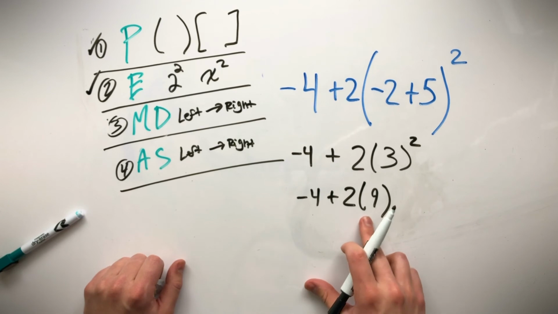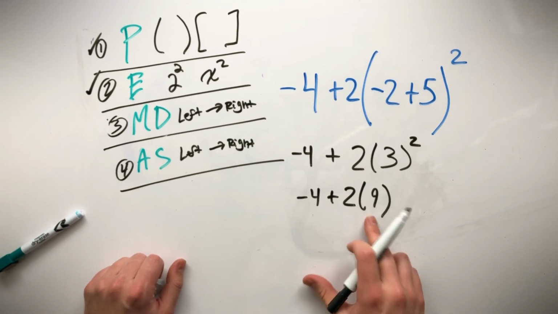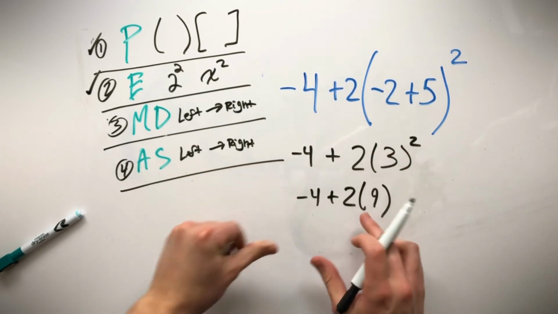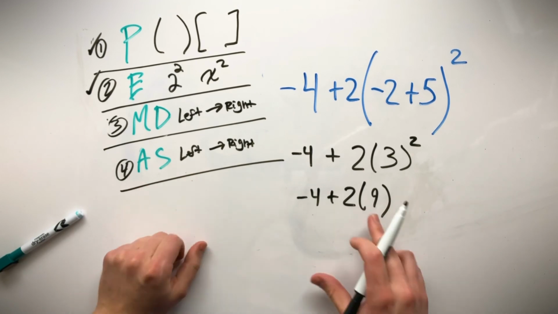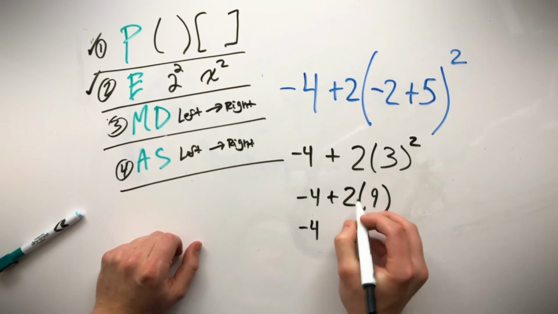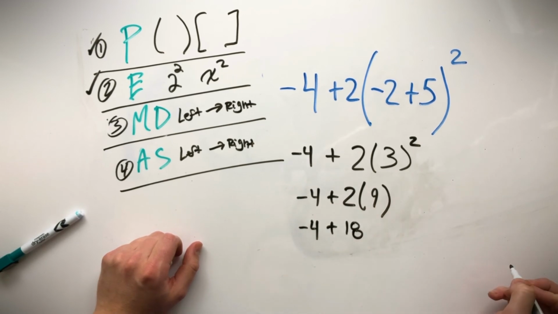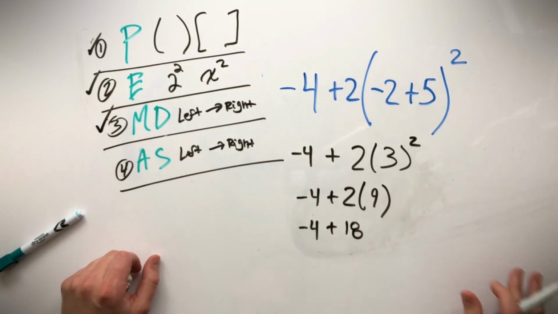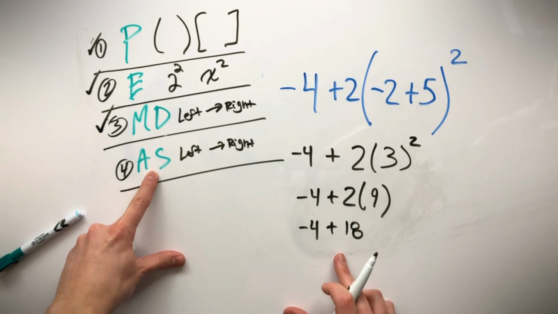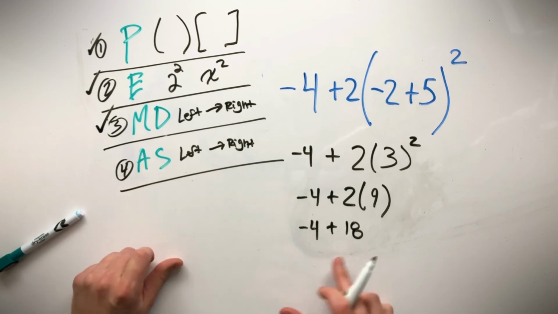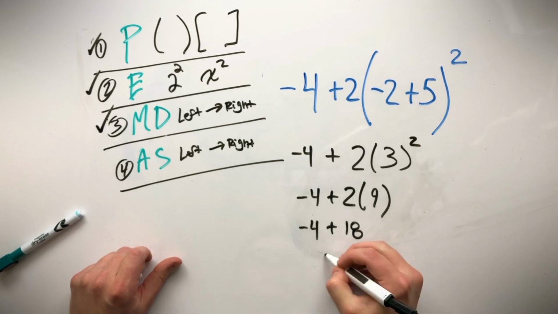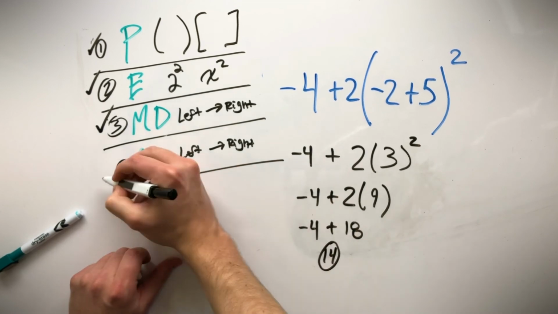Yep, that's occurring right here, right? Anytime a number is written right next to something else or kind of brushed up against another number or a variable, that just simply means multiplication. So positive 2 times positive 9, that gives me positive 18, right? All set there. And now nothing's left but addition and subtraction from left to right. Negative 4 plus 18 gives me positive 14.